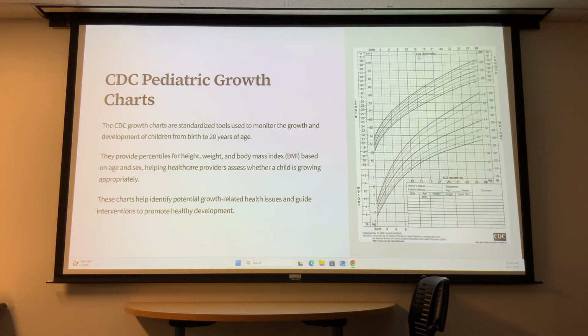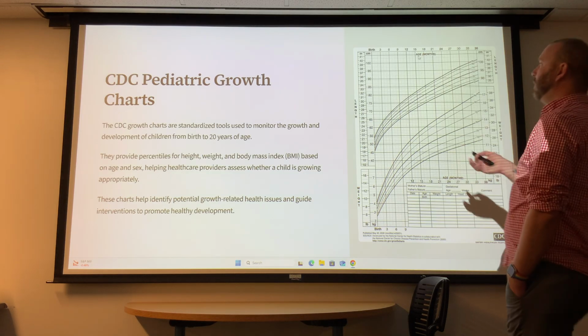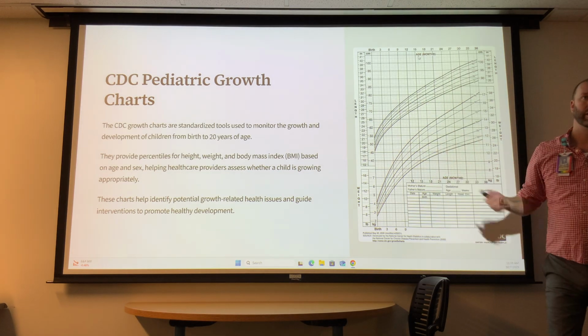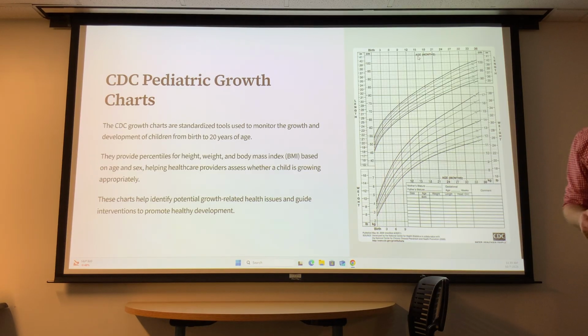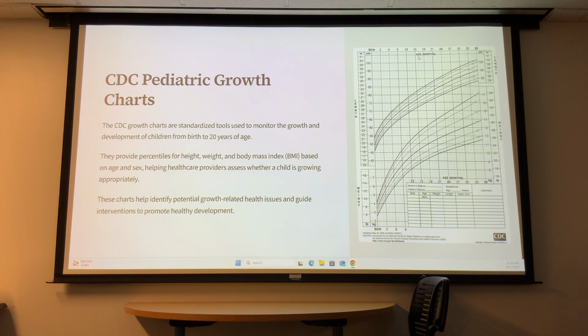Yeah, but there's nothing that says that. Like my daughter, she's always 50th percentile for weight, but she's like 80th percentile for height. Yeah, you're going to find that all the time.